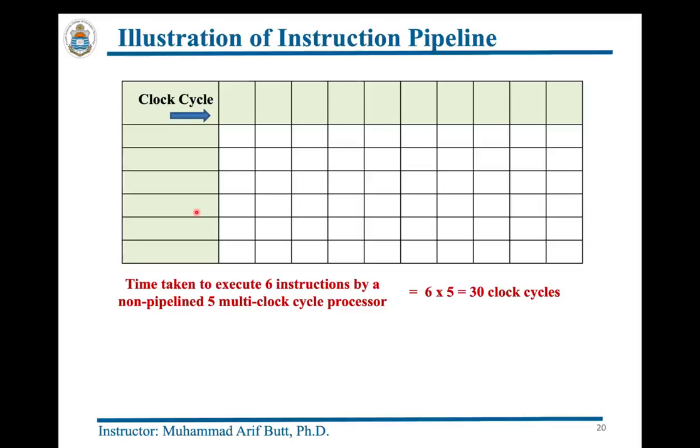And in case of a non-pipeline multi-cycle processor, each instruction would have taken 5 clock cycles to complete. So a program of 6 instructions would have taken a total of 30 clock cycles in case of a multi-cycle processor, non-pipelined. And let's see how much performance gain we can achieve if we make this architecture a pipelined architecture.